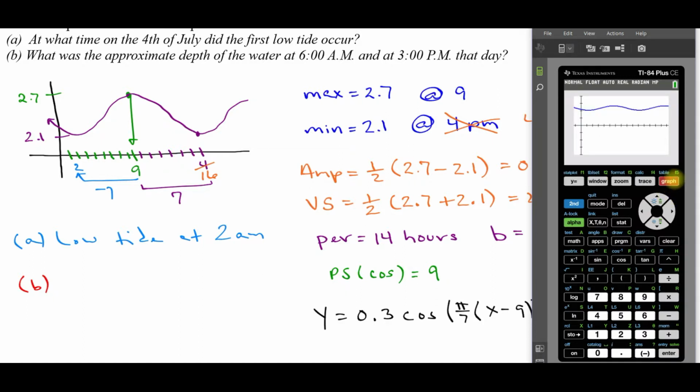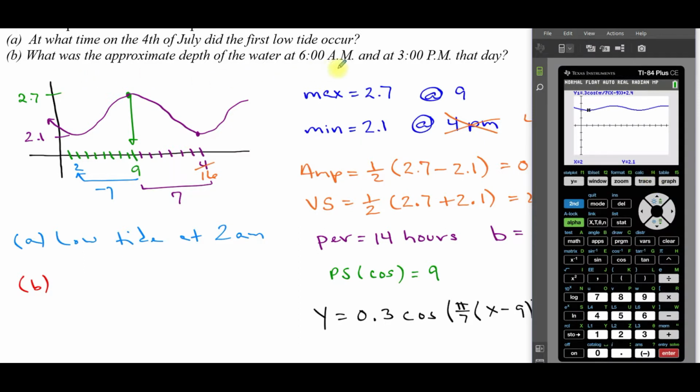I'm just going to check so far that our answers are correct. I'm going to do second trace value, and I'm just going to check that at 9 a.m. we're at our maximum, which we are, and at 4 p.m., which is 16 hours after midnight, we're at our minimum of 2.1. And then we said that first low tide was at 2 a.m., so I'm just going to check that. At 2 a.m., we're at 2.1 again. So far, we're looking like we're in good shape.